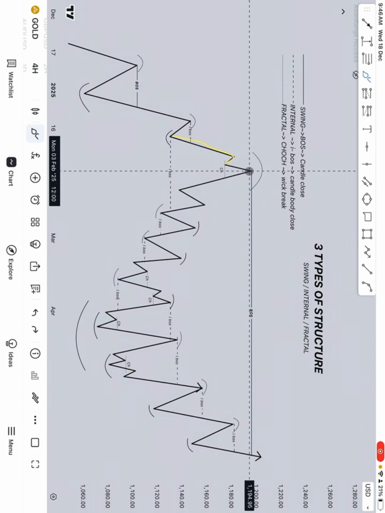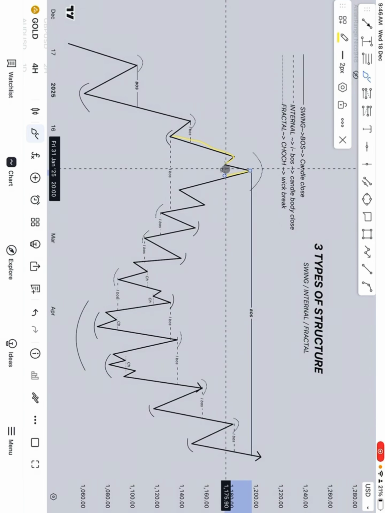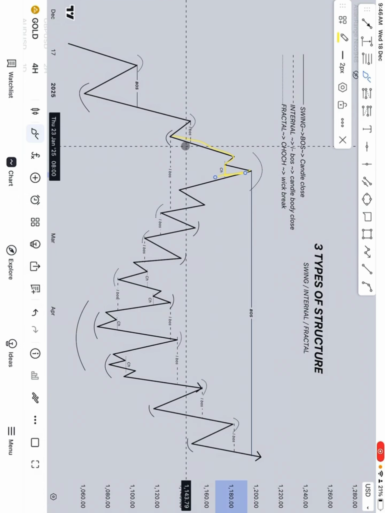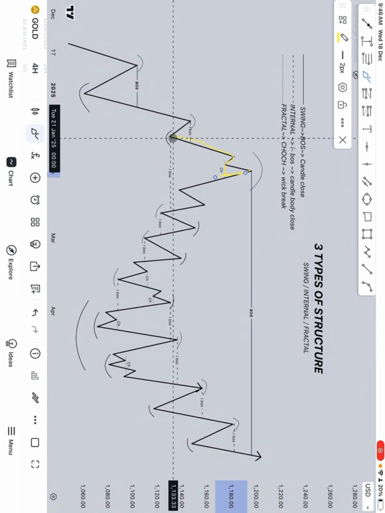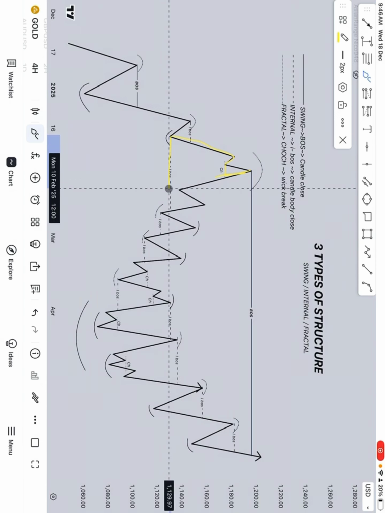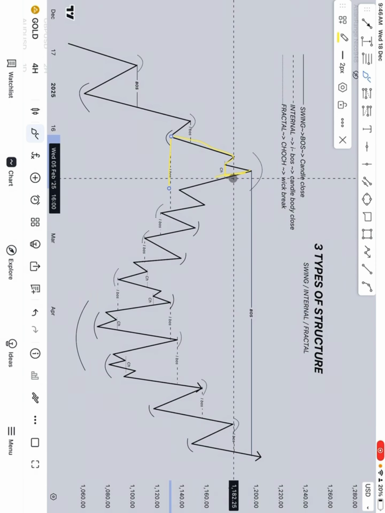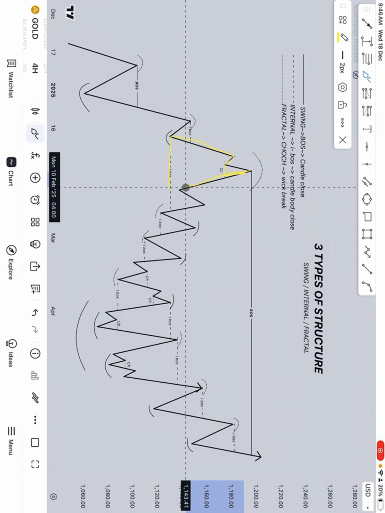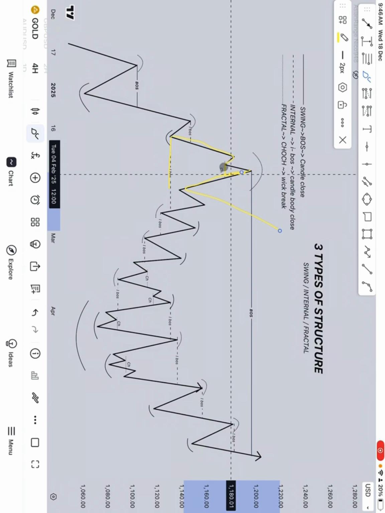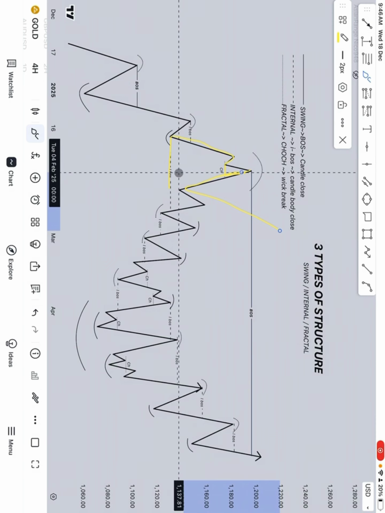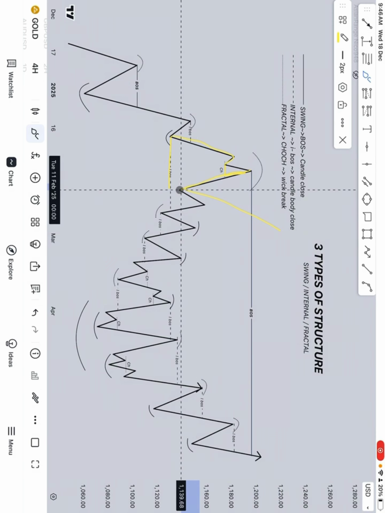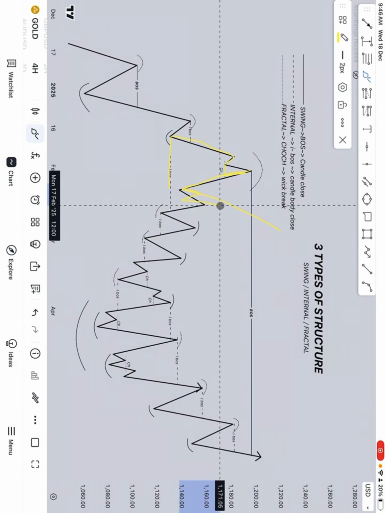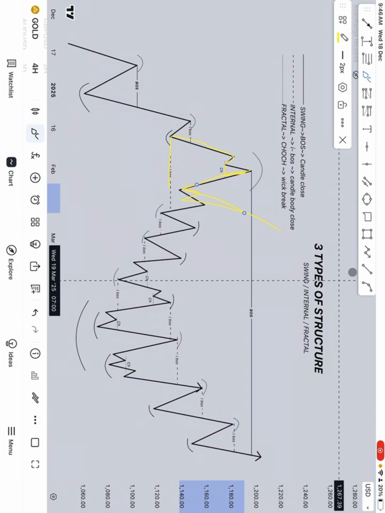A change of character only indicates an internal pullback. So when you see a change of character, it indicates that there is an internal pullback, and you just look back. Where is your internal structure? This is your internal structure here. This is your internal strong low and your expectation. Because most times, price will just come and continue going up, because the internal strong low is going to hold, and you see price will then just come here. Maybe you can deal like this and break and continue.